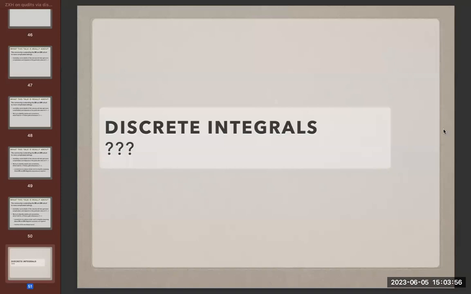Now, that's all well and good. Part of it is founded on this notion of a discrete integral, which, in fairness, you might think is almost a contradiction in terms. What does a discrete integral then actually consist of?